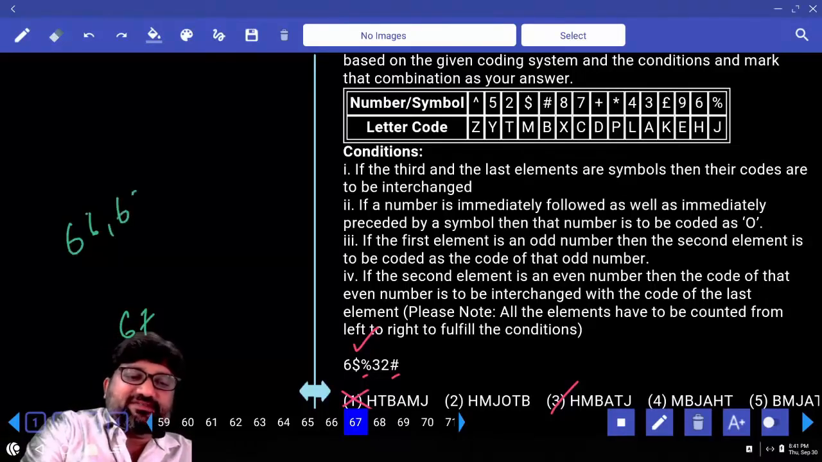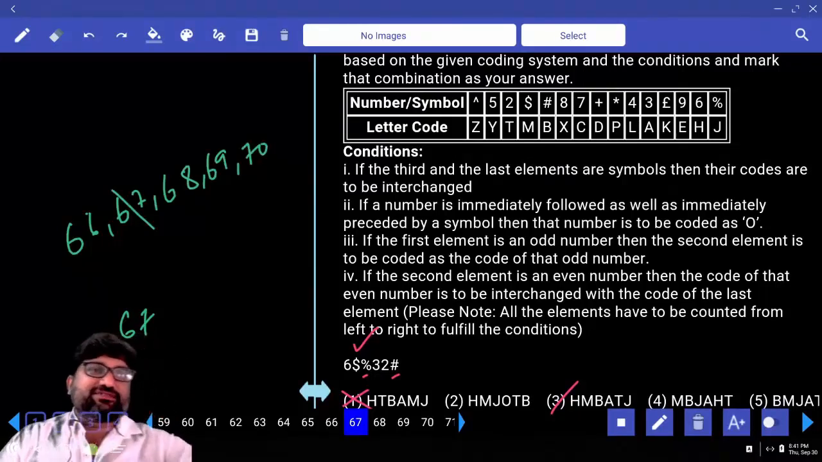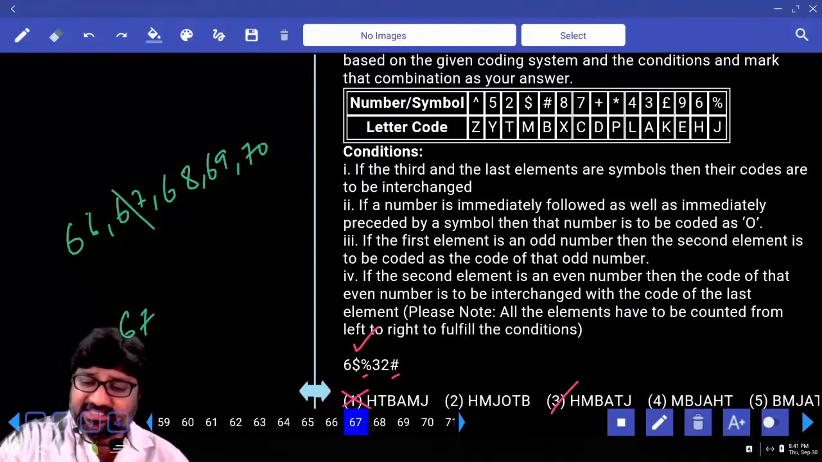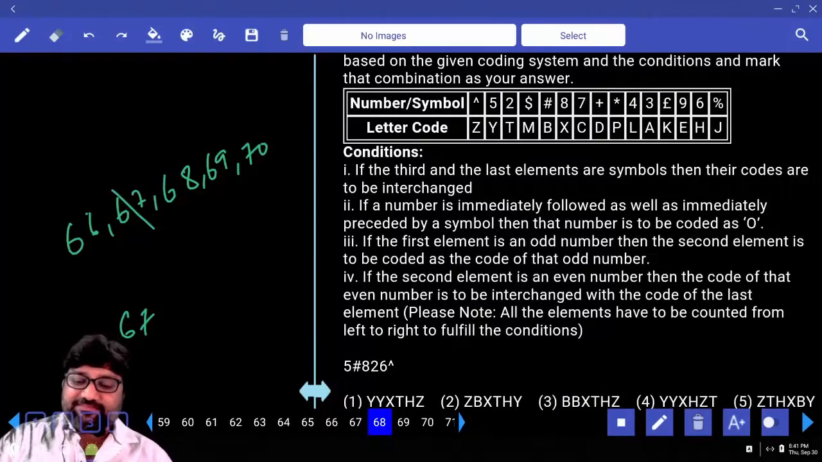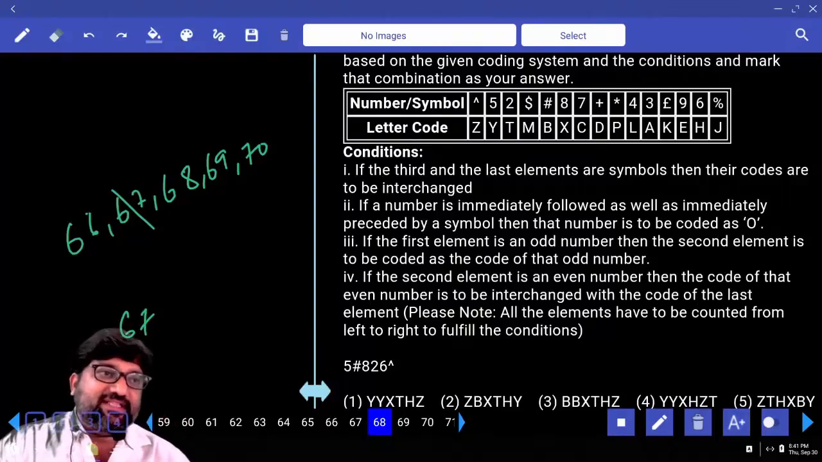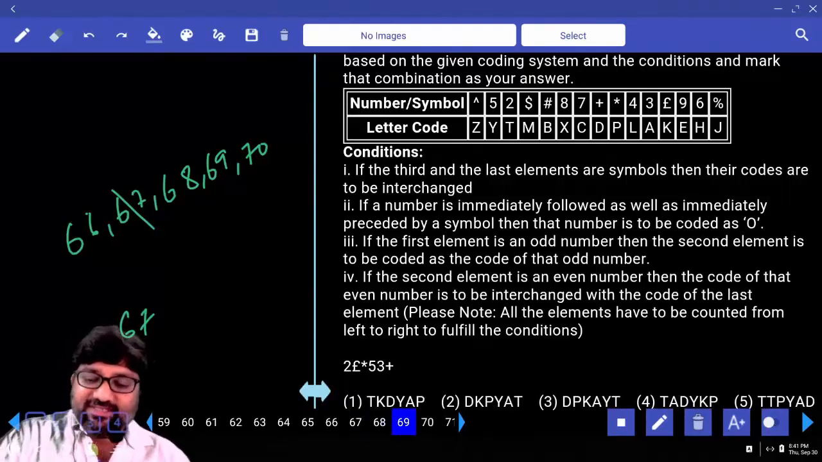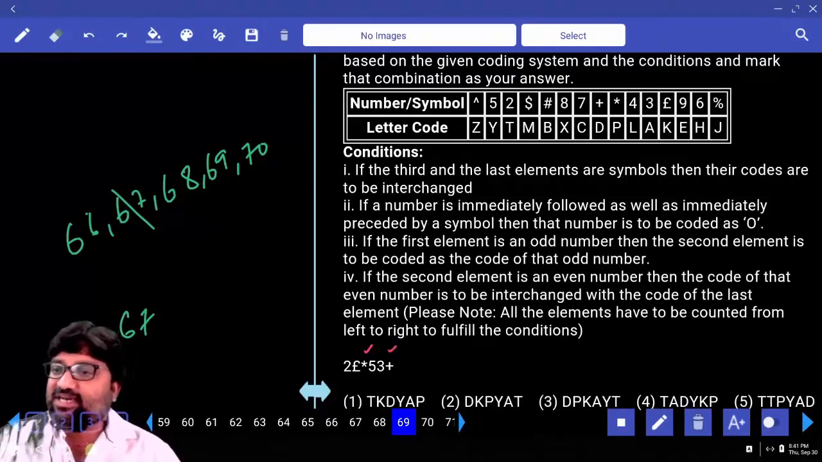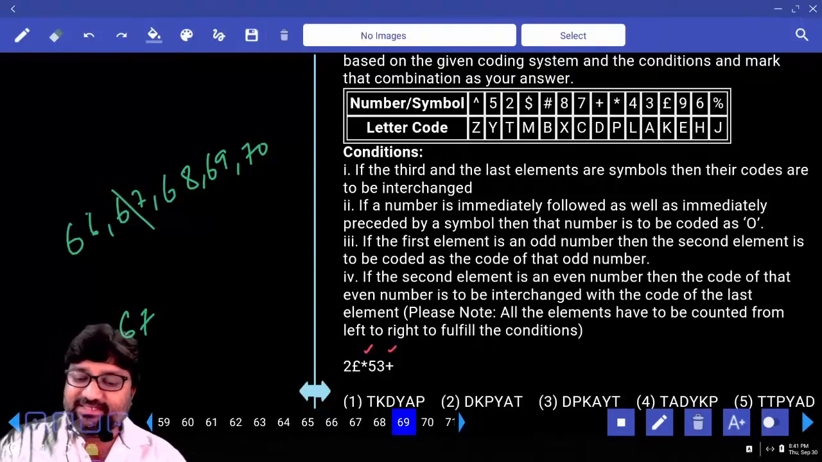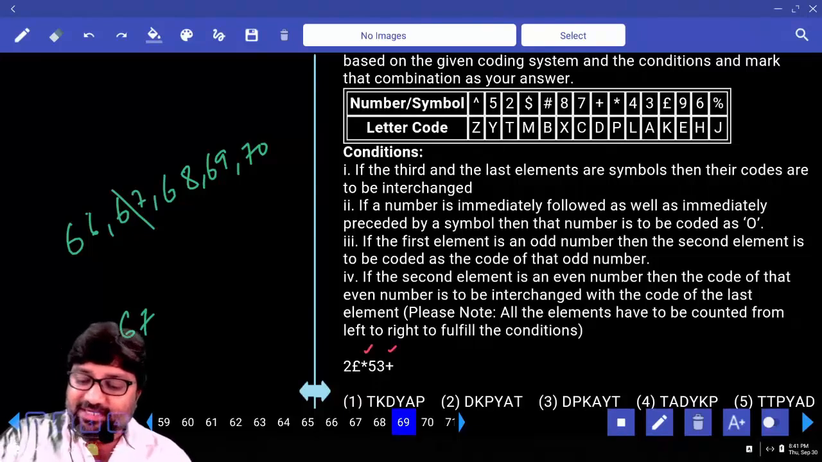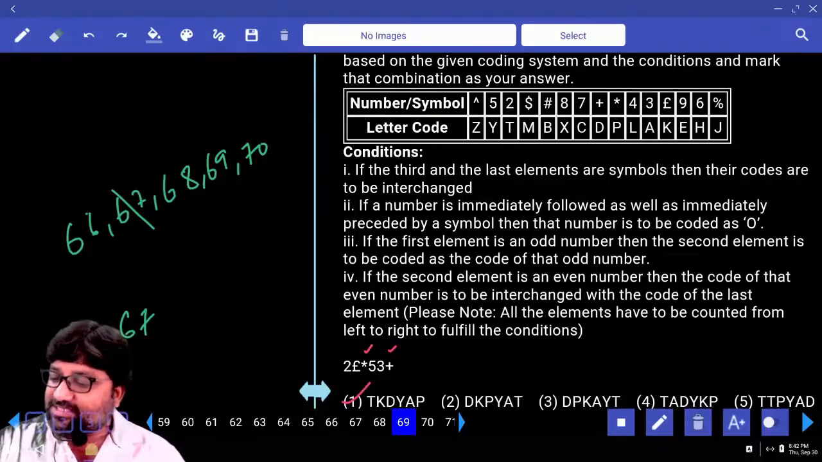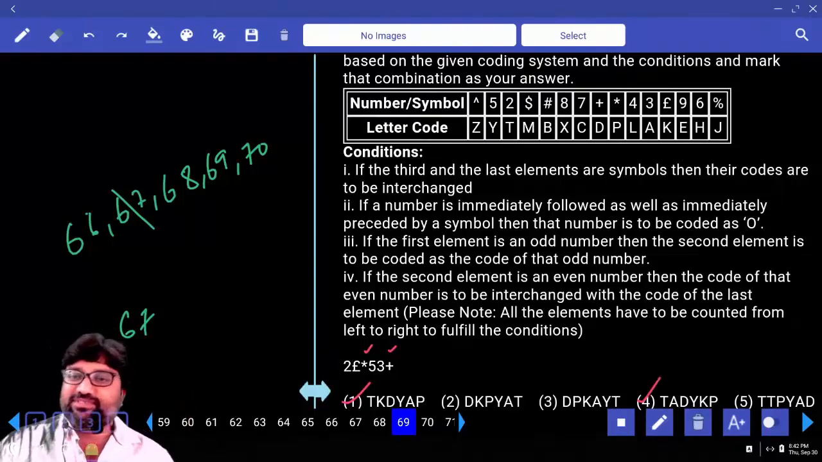66, 67, 68, 69 and 70. First rule is for the 67th question. Let's see the 68th one. In the 68th, do you have a symbol in the third place and in the last place? No. 69, yes. Star, plus. Star is P, plus is D. P should be in the last, D should be in the third. D third, P last. How many possibilities do I have? 2 possibilities. Yes or no?